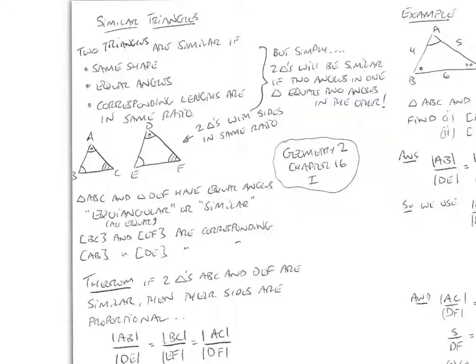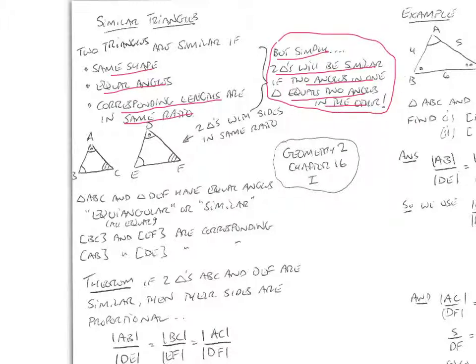Okay, so let's start by looking at similar triangles. Two triangles are similar if they have the same shape, equal angles, and the corresponding lengths of the sides are in the same ratio. But really, put simply, two triangles are similar if two angles in one triangle equal two angles in the other. So once two angles in one equal two angles in the other, then they're similar, and all the rest of this will hold true.